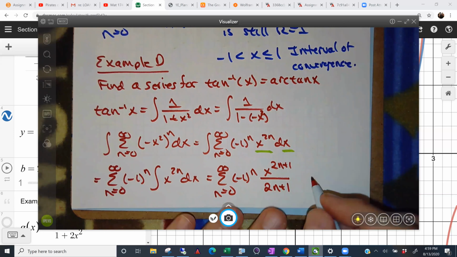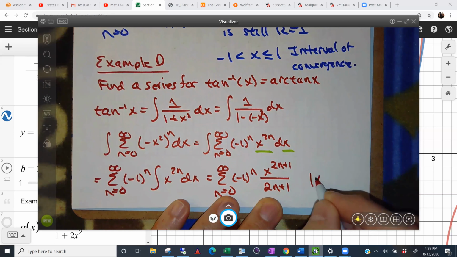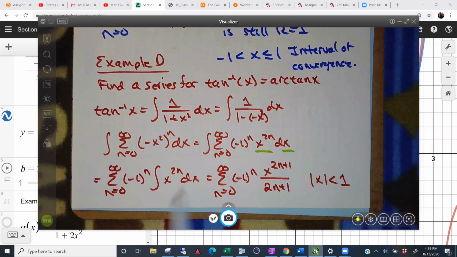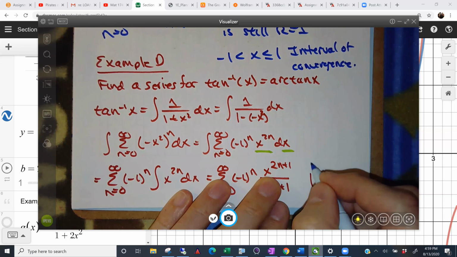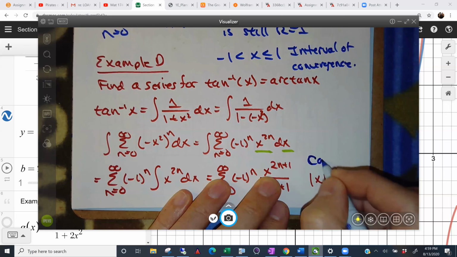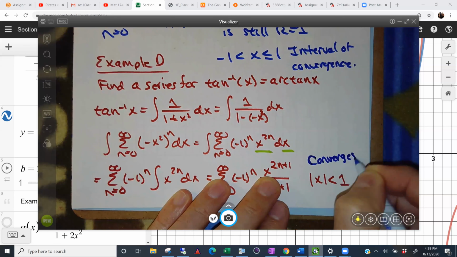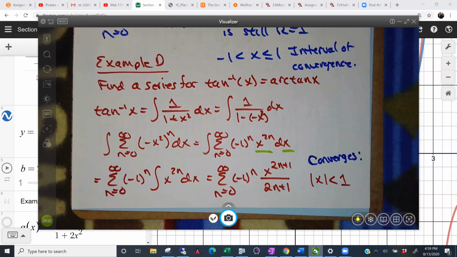And that's going to converge. It's going to have the same radius of convergence that our geometric series does. So, nice. Converges. How's that one looking? Looking okay there?